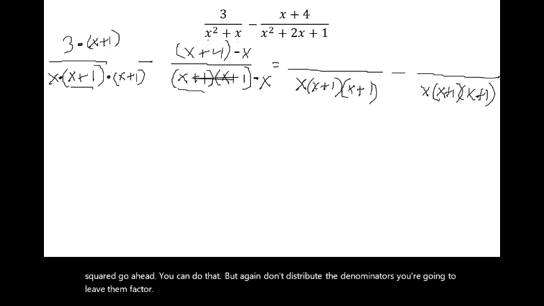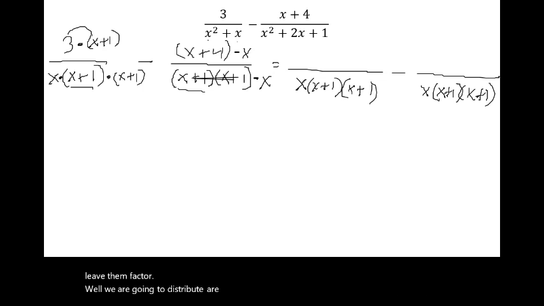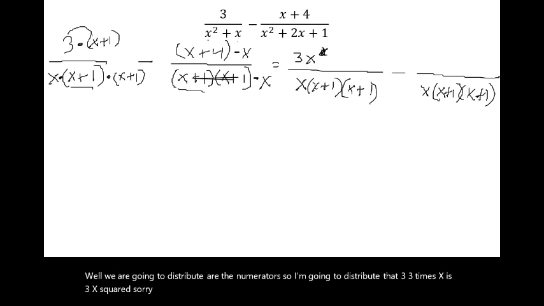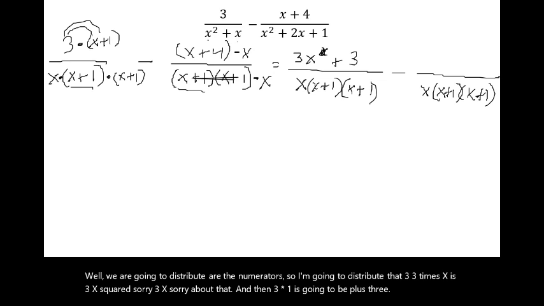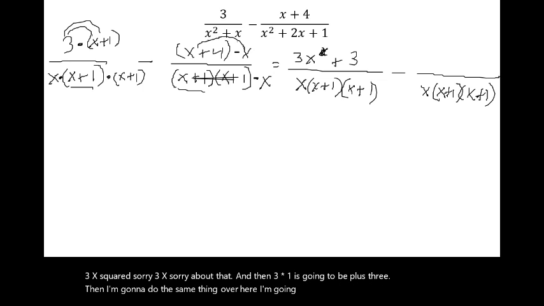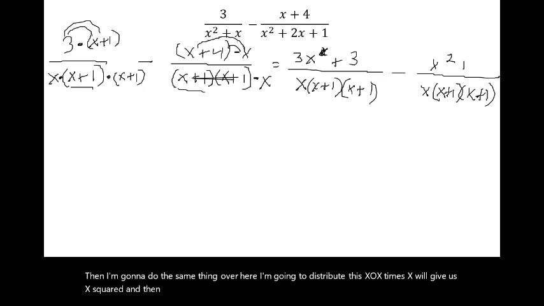What we are going to distribute are the numerators. So I'm going to distribute that 3. 3 times x is 3x. Sorry about that. And then 3 times 1 is going to be plus 3. Then I'm going to do the same thing over here. I'm going to distribute this x, so x times x will give us x squared, and then x times 4 will give us plus 4x.